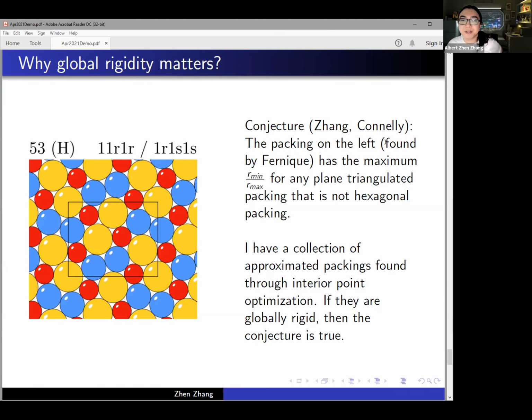Because what he did is he just enumerated all the triangular packings of 3 sizes, and that's the best for 1, 2, 3 sizes. And why would that be the best? Why wouldn't it be better with 4 sizes or 5?